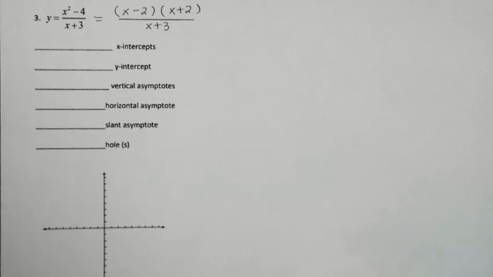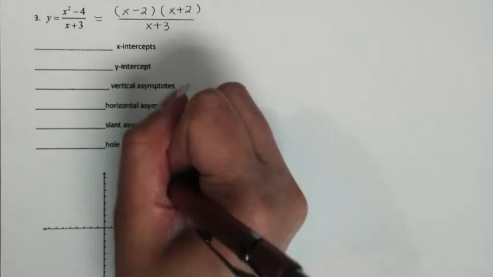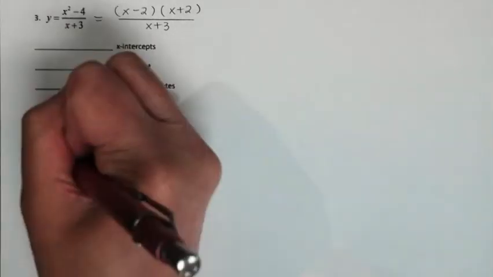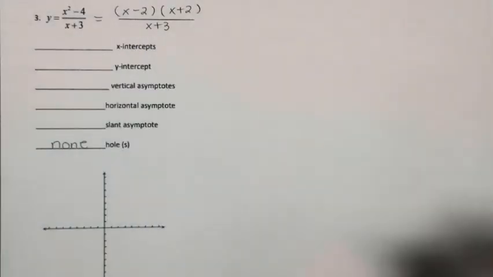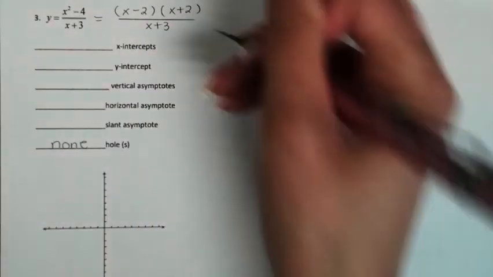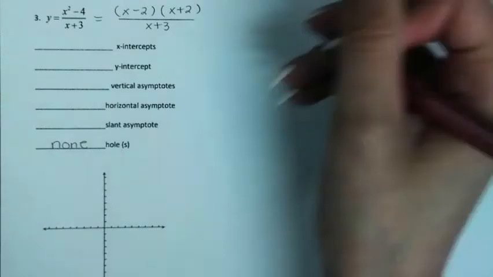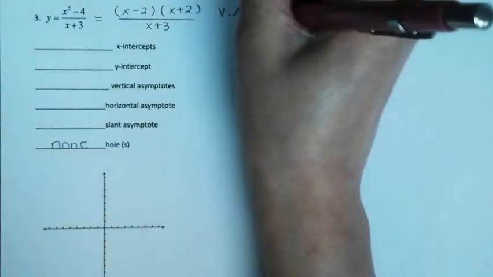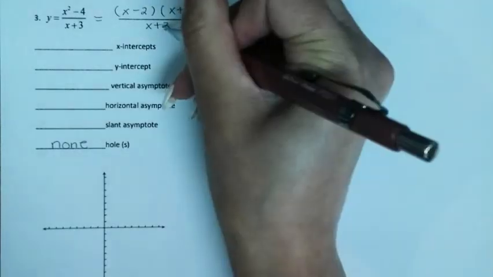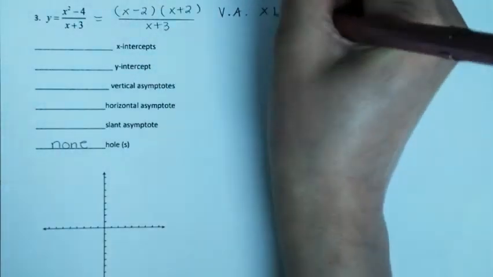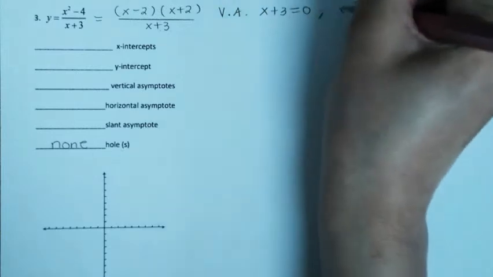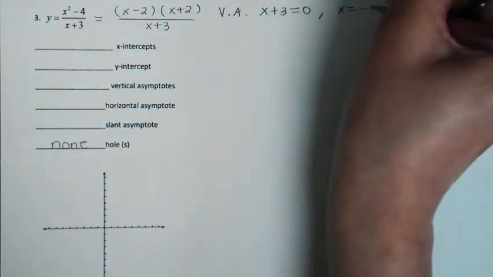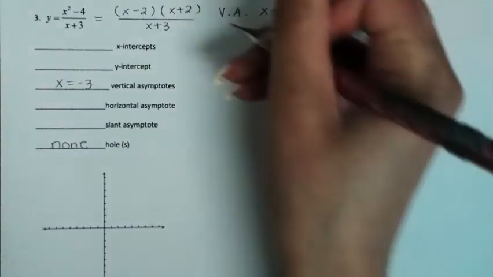Okay, so we don't have holes, so what are you going to do? Well, you're going to write none. Okay, so after that, no holes, let's start with the rest. Start with your vertical asymptote. You're going to set your denominator equal to 0, so obviously you know that it's x equals negative 3. Please note that that one has multiplicity 1.